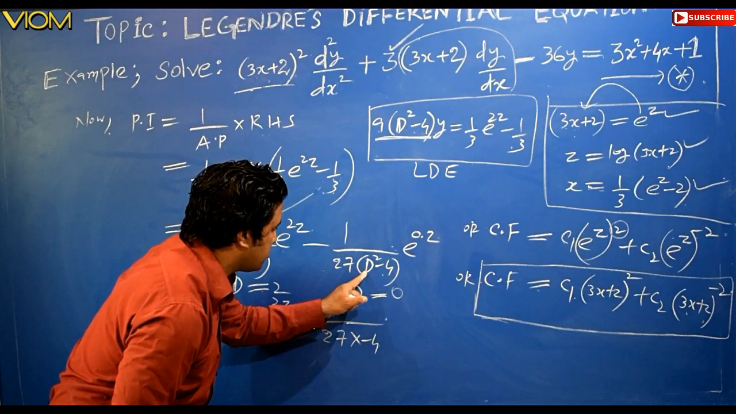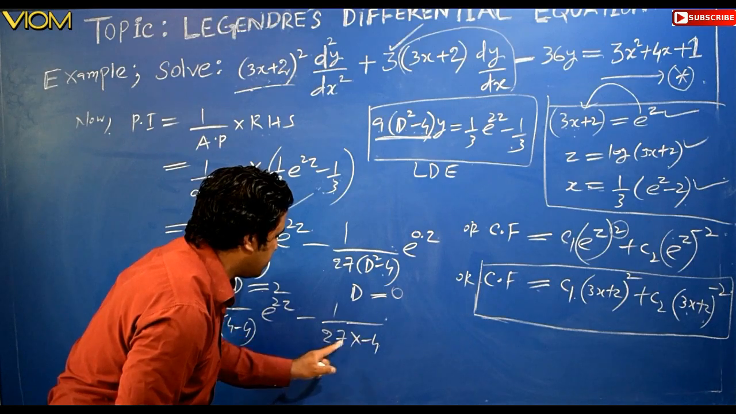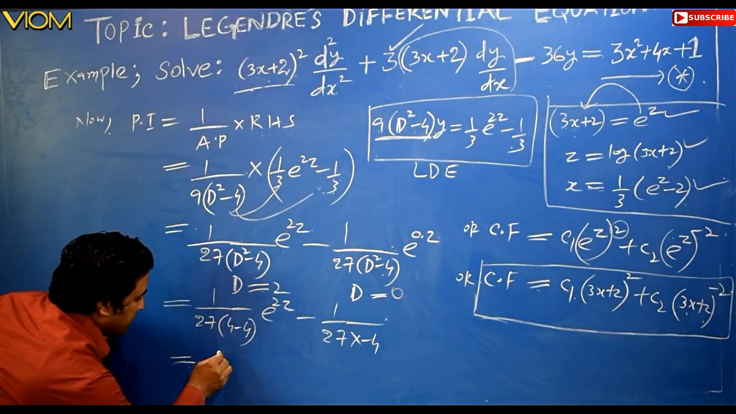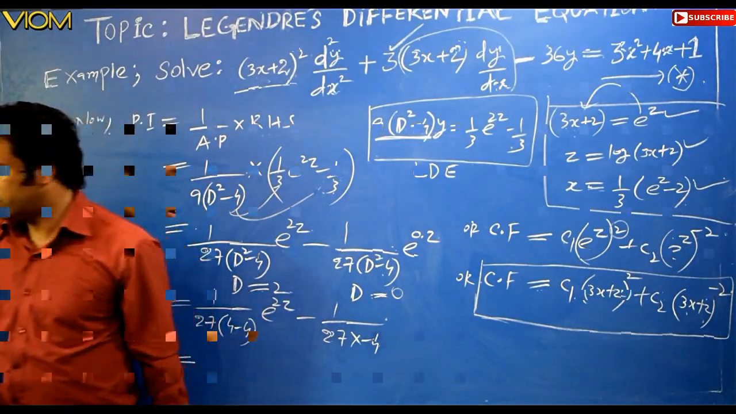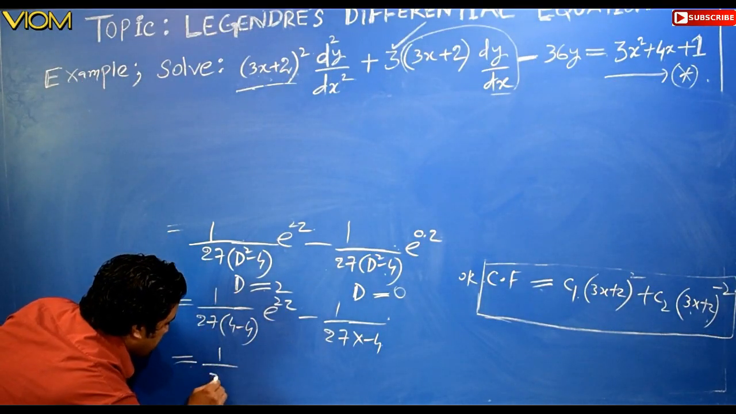D is 0 here. 0 square is 0. There remains minus 4. You can write here minus 4. And you just multiply the things. 4 into 27, and minus is plus. You can write this is 1 divided by 27. Now I will rub this first and write here. 1 divided by 27, I will take this common. This is 1 divided by 27.